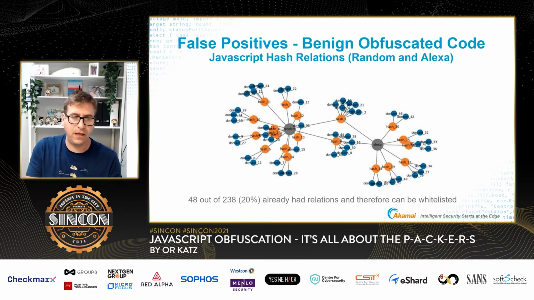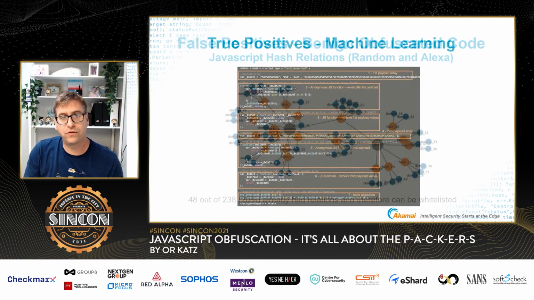Using that technique, we were able to reduce the problem by 20%, meaning we had nearly 240 domains in the random and the Alexa datasets that were using obfuscation, and 48 of them were ones for which we can create a relationship map, to say that those files are constantly being used by different domains, therefore we can flag them as benign and reduce the problem that we have here. So that was the first approach.